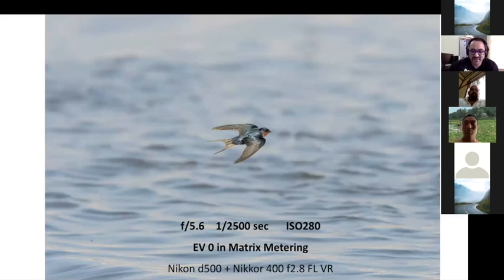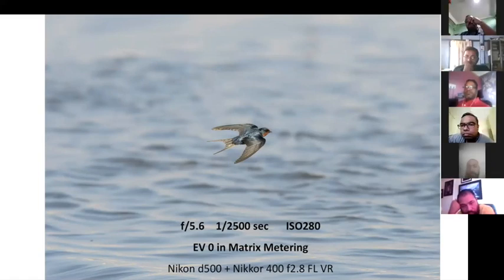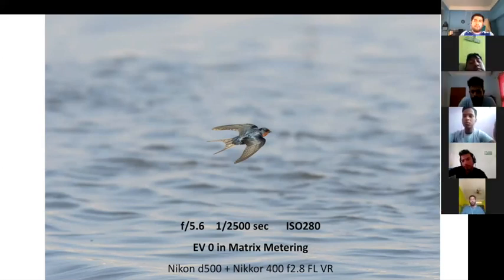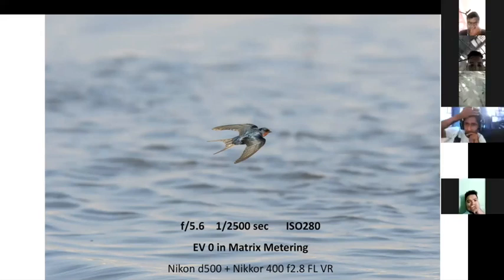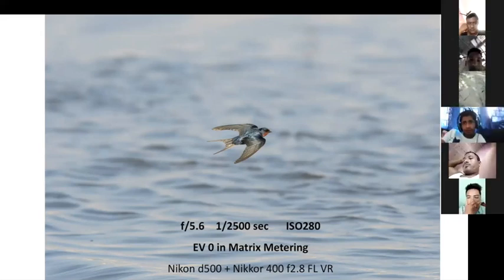This was clicked with a Nikon 400mm 2.8, and this is the maximum reach I had with a 400mm lens. This is an uncropped frame. This also looks okay to me, at least. It's a middle frame because I get maximum focusing efficiency at the middle of the frame, not at the corners of the frame. So that's why this image has been shot like this.